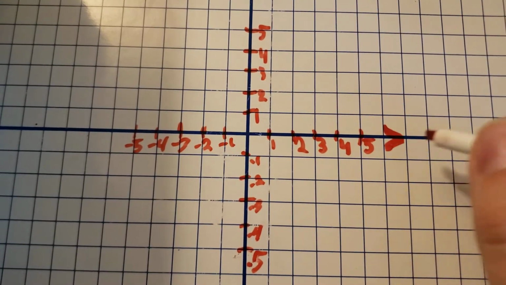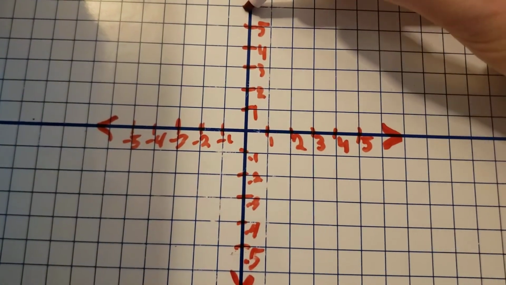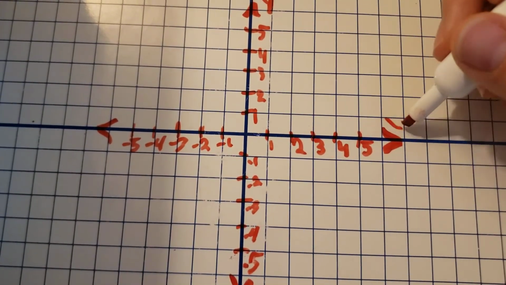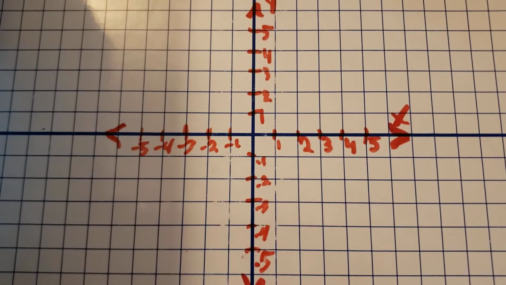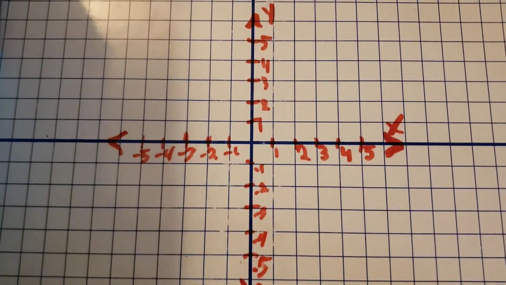Your graph might just have the arrows right there afterwards. That's totally fine. I'll do that just so we could all see it. Right, this is my y-axis. This is my x-axis. It's nice and cleanly labeled. Okay, now let's look at our points.